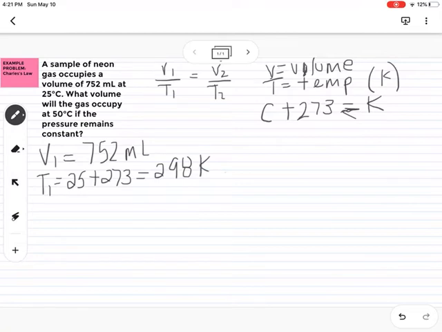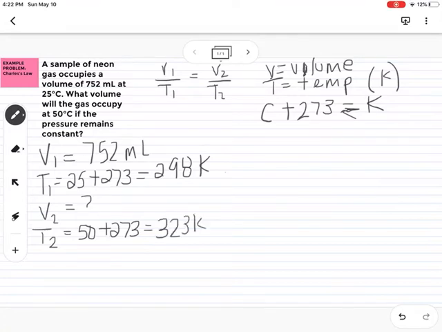And now the question asks, what would the volume be? So I'm solving for V2, if that temp increases to 50 degrees Celsius. So that's Celsius, I'm going to add 273 to it. I have to convert that to Kelvin, so 50 plus 273 is equal to 323 Kelvin. So now I just plug my numbers into my formula.